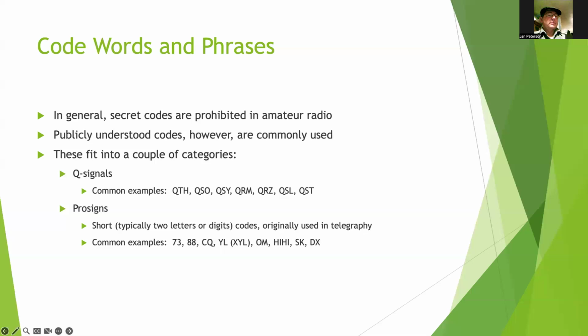So yeah, your YL, or I've heard YM used as well for a young man, a woman operator talking about her young man. And your XYL would be your ex-girlfriend or boyfriend, or your current spouse. And then OM is a general term for the typical ham. OM stands for old man, and we're all old men, so we use OM.